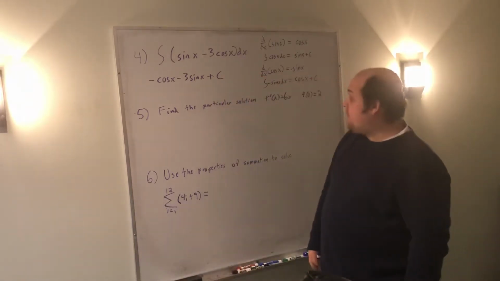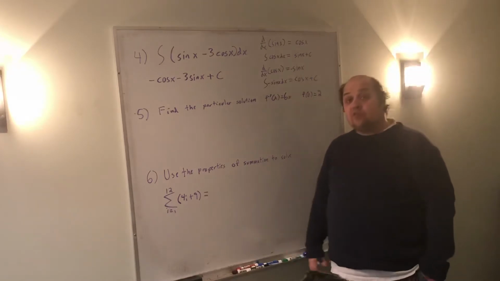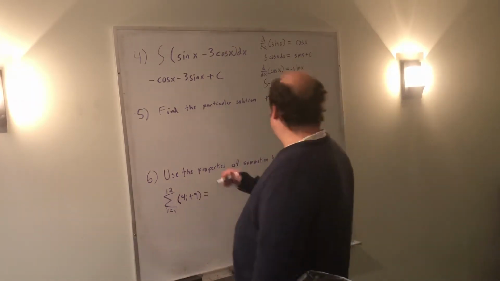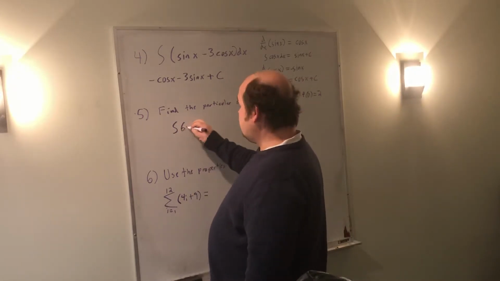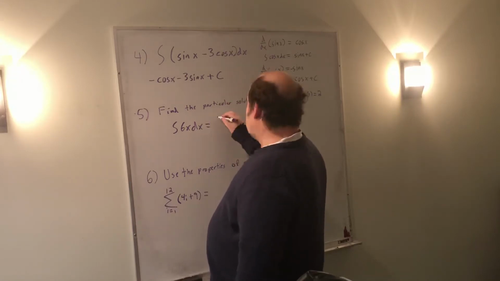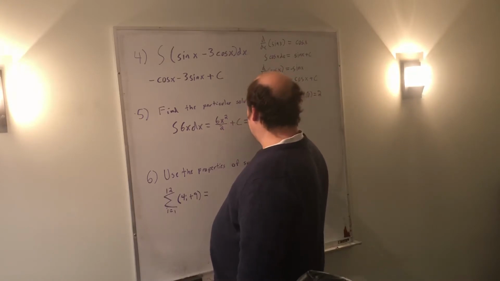For problem number 5, find the particular solution. Basically, a particular solution means we have to solve back for c. So the first thing I'm going to do for this problem is integrate what f prime of x was, 6x dx. That becomes 6x squared over 2 plus c, which is really 3x squared plus c.